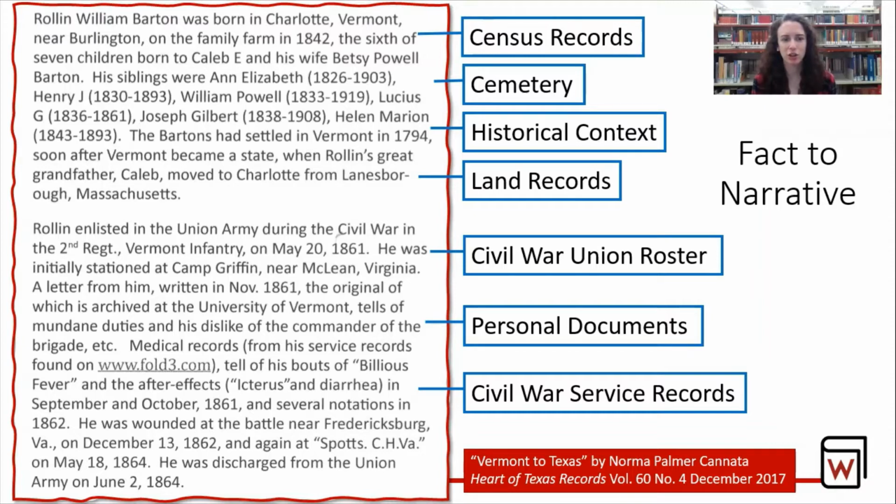And then as she starts talking more specifically about Roland's life as an individual, we have information from the Civil War Union roster, from personal documents that have ended up in archives, as well as his Civil War service records. These are different types of documents that we talked about using in research earlier in the series. So to learn more about using any of these types of records, check out the videos earlier in the series.